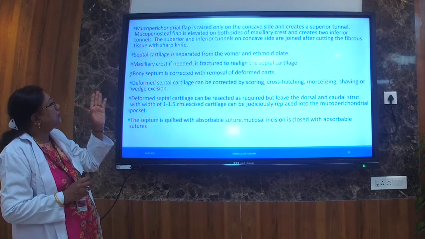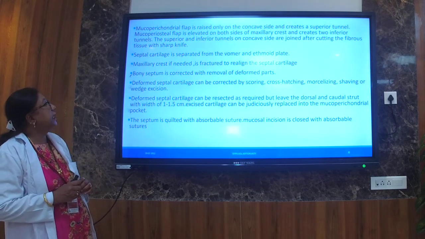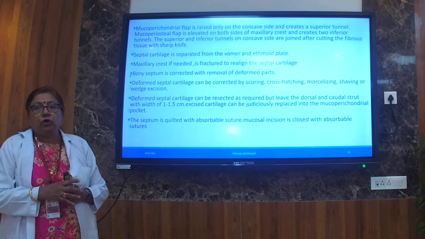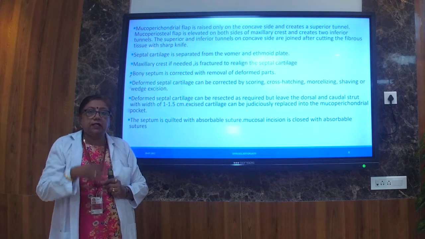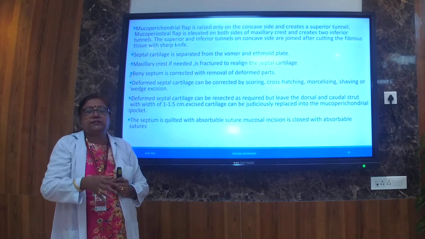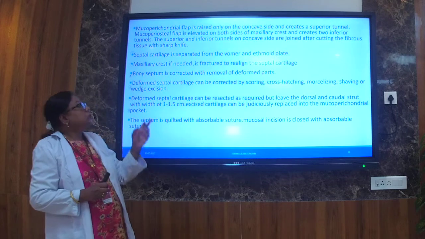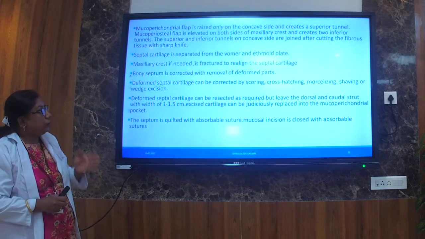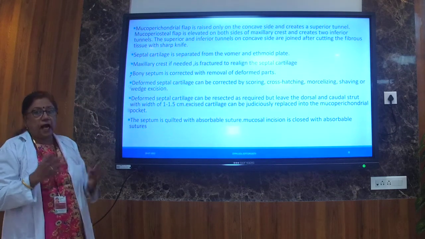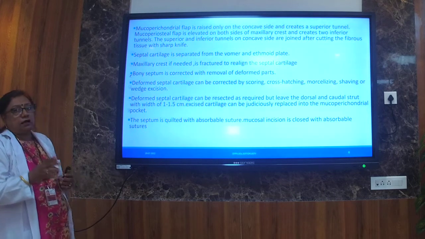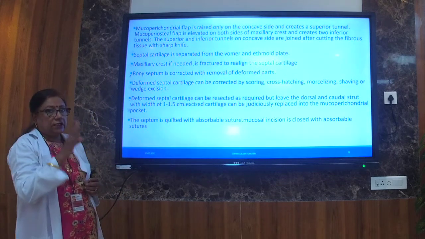Then the mucoperiosteal flap is elevated on both the sides of the maxillary crest and creates the inferior tunnel. So usually we take the incision, we elevate the mucoperiosteal flap on the superior side and the inferior side, we create tunnels, so that the septum will be free. That is our aim. Then after doing that, the superior and inferior tunnels on the concave side are joined together by cutting the fibrous tissue. There will be fibrous tissue when you approach there, so that would be cut with a sharp knife.